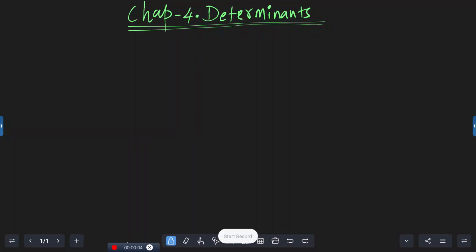Listen, chapter number 4, determinants, we are going to start. First, what is the determinant? We'll see. Determinants definition. What I'm writing, just write.